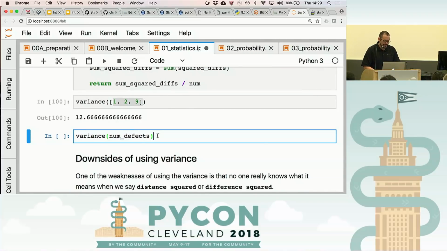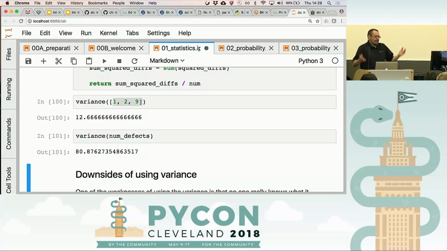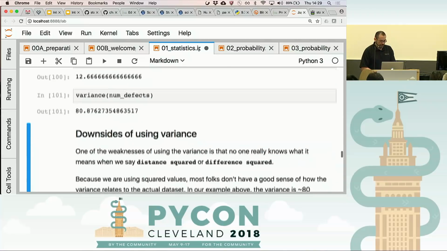But let's try and determine what the variance is for our number of defects. And we're going to get some bizarre number. Our variance is 80. And again, that means nothing to me, right? I don't have a sense for what that means.